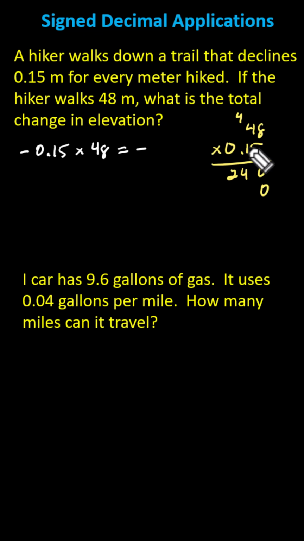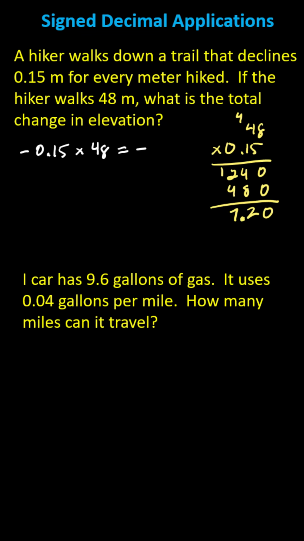Now we multiply by 1. 1 times 8 is 8. 1 times 4 is 4, and now we add. Again, the product must contain two decimal places, starting from the right. 1, 2. The product here is 7.2 or 7 2/10.